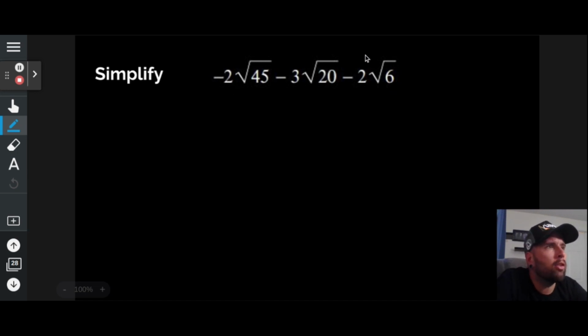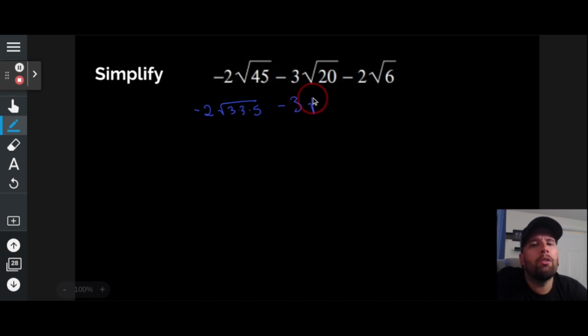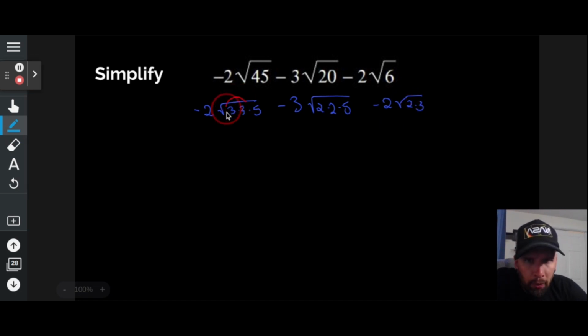And you might be thinking to yourself, can't you fix 45 and 20 and bring stuff out like the guy did before? Yes. 45 is 9 times 5, so let me write that out as 3 times 3 times 5. 20 is 4 times 5, so let me write that out as 2 times 2 times 5. 6 is 2 times 3. Can't do much there.